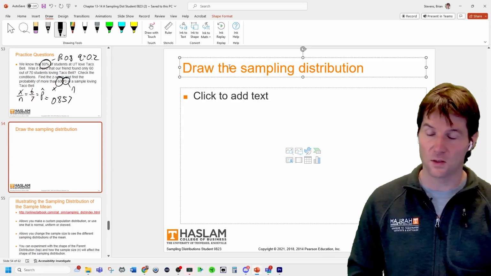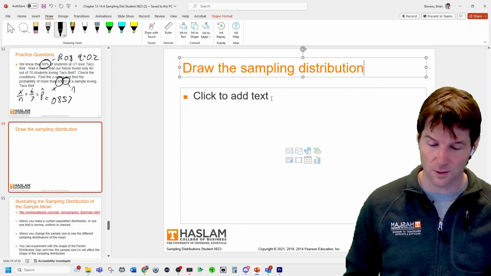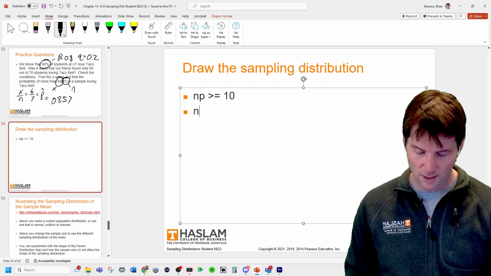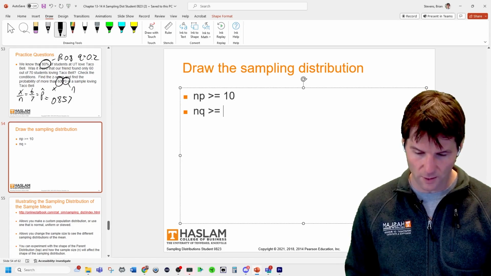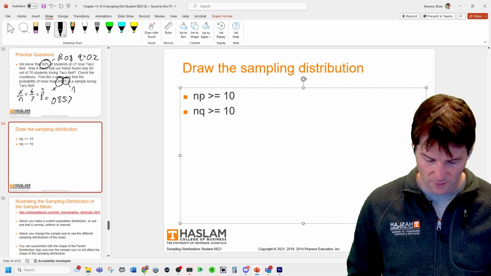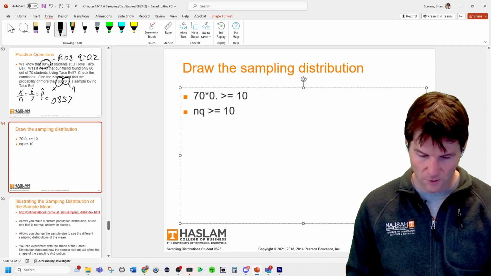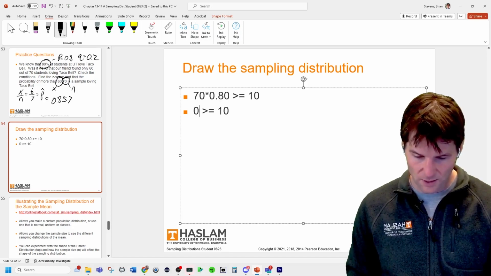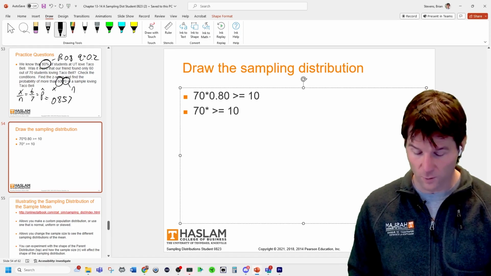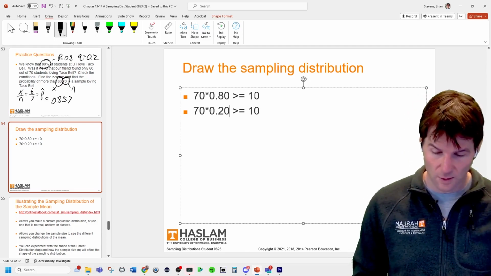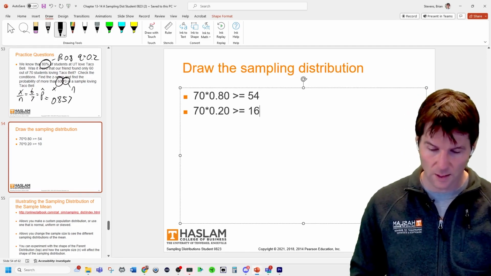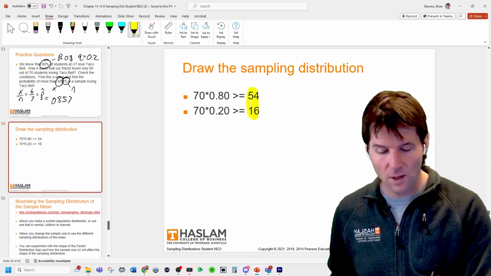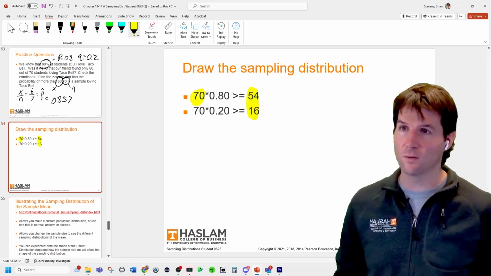Next, do we have at least 10 successes and at least 10 failures? We need np greater than or equal to 10, and nq greater than or equal to 10. Well, n was 70 and p was 80%, so np is 56, and nq is 14. Those are both greater than 10. Notice how they add up to 70. Whenever you find np and nq, you can do a check to make sure your numbers add up to 70, so you know you've done them correctly.